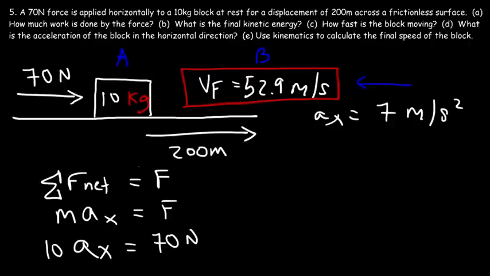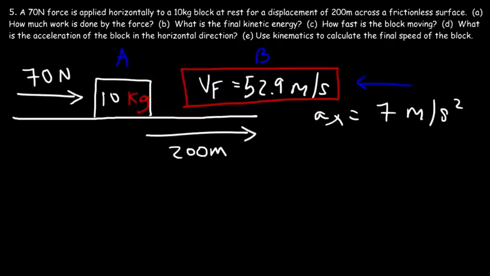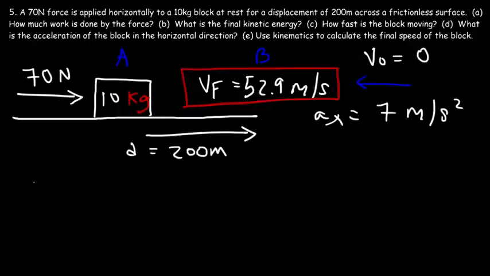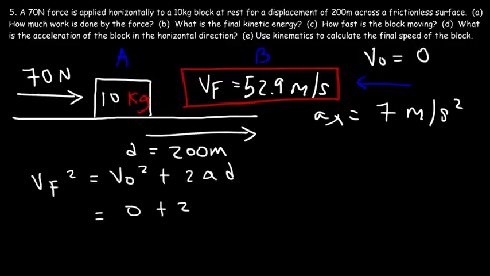Use kinematics to calculate the final speed of the block. Let's confirm the answer that we have. What kinematic formula do you know can help us to calculate that final speed? So we have the acceleration, we know the initial speed is 0, and we have the displacement. So the equation that has the initial speed, final speed, acceleration, and displacement is this equation. V final squared is equal to V initial squared plus 2AD. The initial speed is 0. The acceleration is 7. And the displacement is 200.